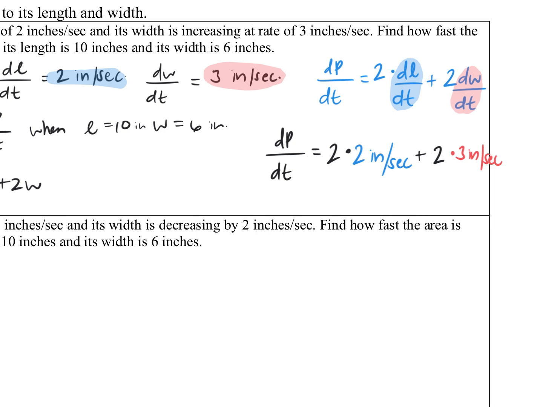Now, what are my units on the right-hand side going to be if I add those together? Inches per second, right? And it should be a rate because we're looking at the rate at which the perimeter is changing. If I simplify the right-hand side, 2 times 2 plus 2 times 3, that's going to give me 10. So dP/dt is equal to 10 inches per second, and that is it. Since I'm just adding, not multiplying, my units aren't becoming inches squared or seconds squared. It's just 10 inches per second.